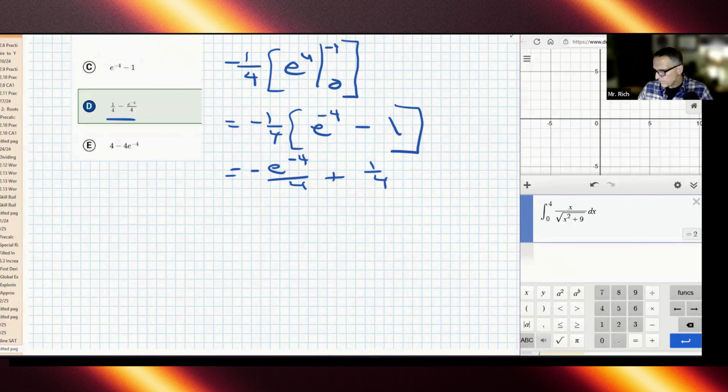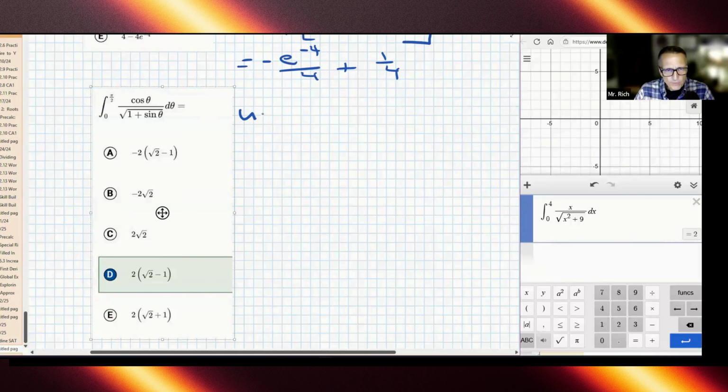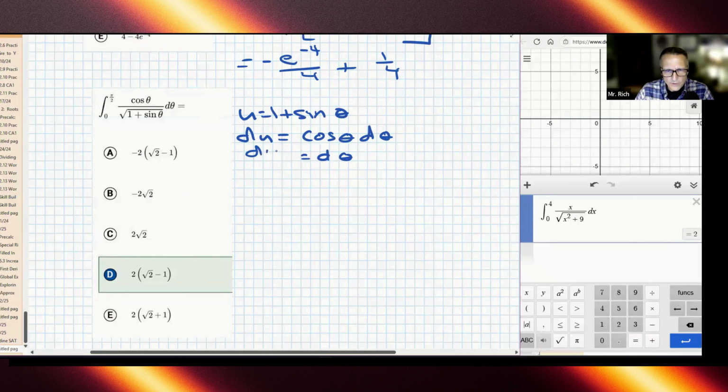Okay, let's do one more. Okay, this looks like another u-sub. We'll start with u being 1 plus sine theta. du is, the derivative of 1 is 0, sine's derivative is cosine. This works out perfectly, right? d theta is du over cosine theta. So when I build that integral, it does become the square root of u here. When I stick in du over cosine theta, it will knock out the cosine theta. It just leaves me du.